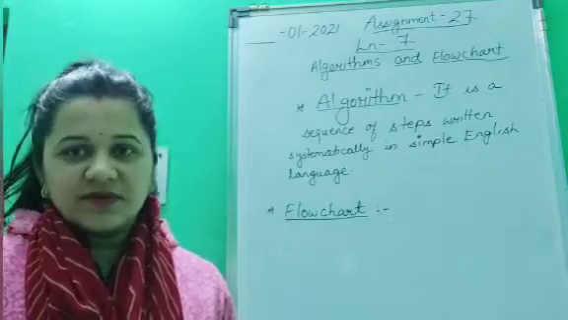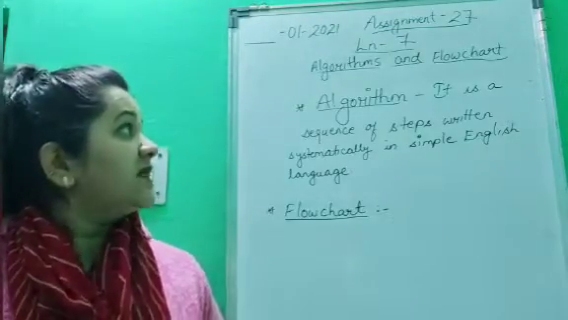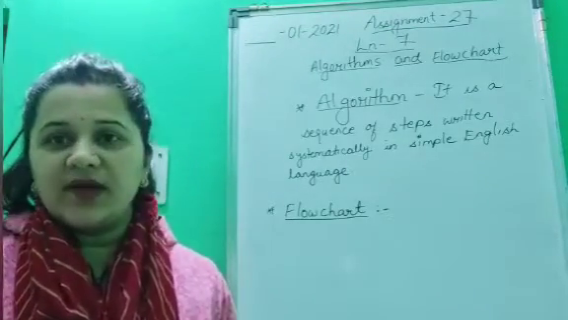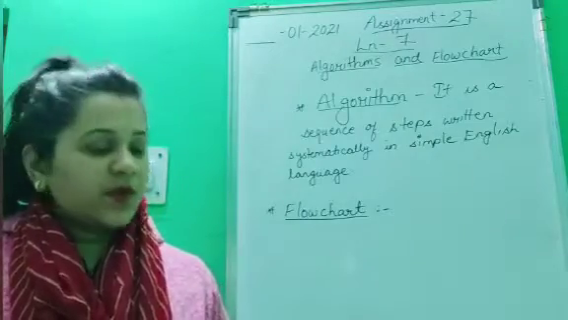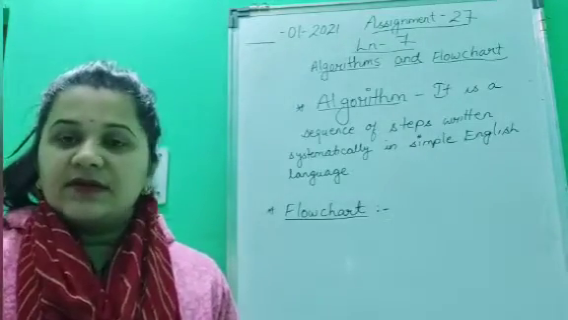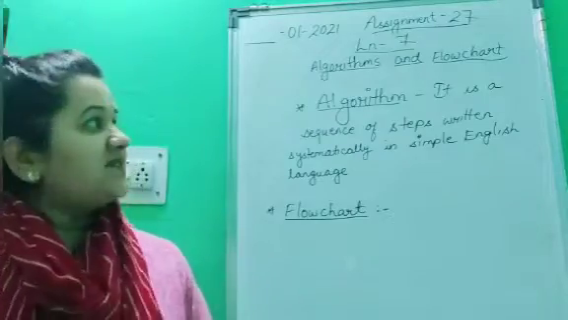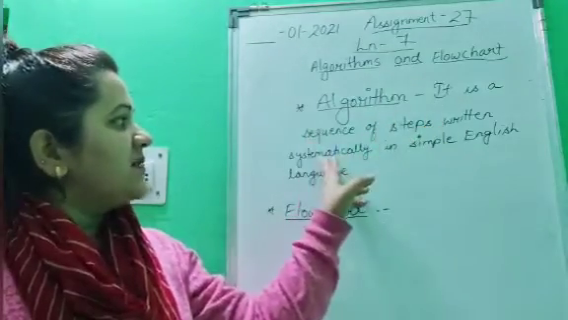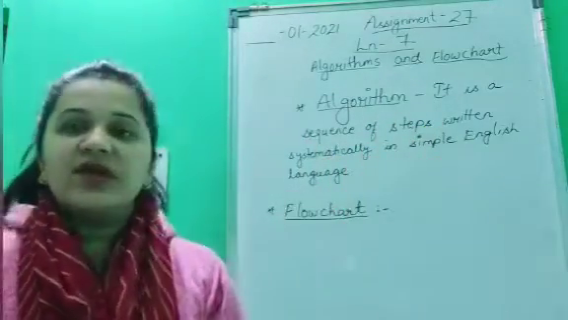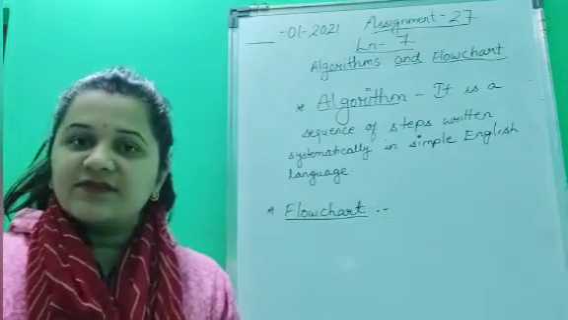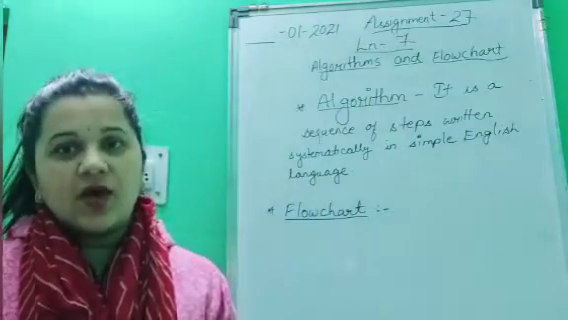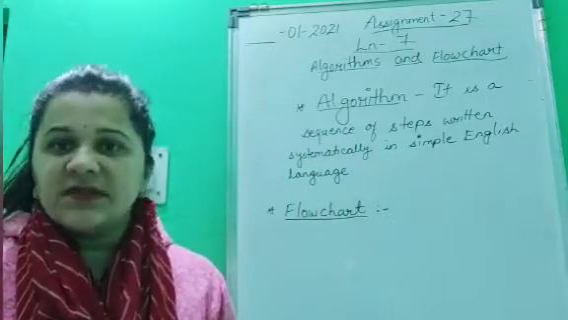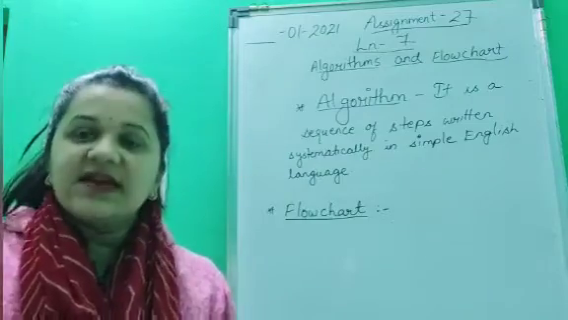So children, in our previous video, we started our chapter number 7, that is algorithms and flowchart. And this chapter is on your page number 124. Okay. So children, we have already discussed the algorithm. What is an algorithm, children? It is a sequence of steps written systematically in simple English language. If you want to perform any task, first you have to analyze that task. First you have to understand how you could do it. Okay. So, the sequence of steps written systematically in simple English language is known as algorithm.